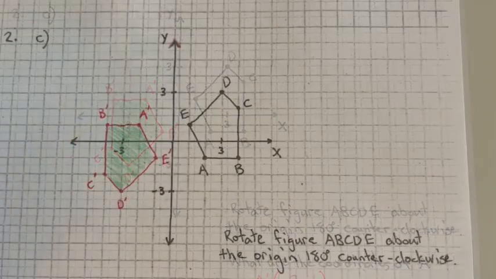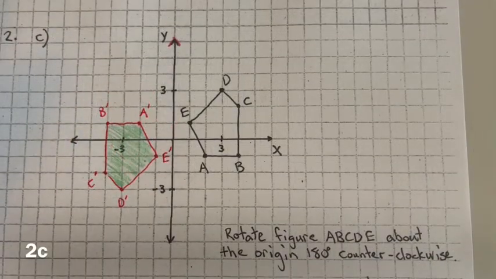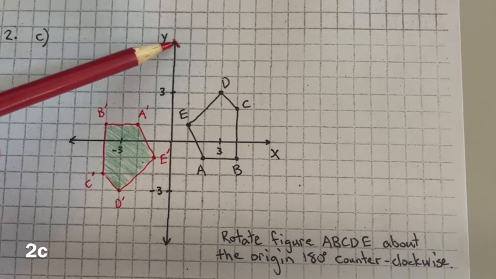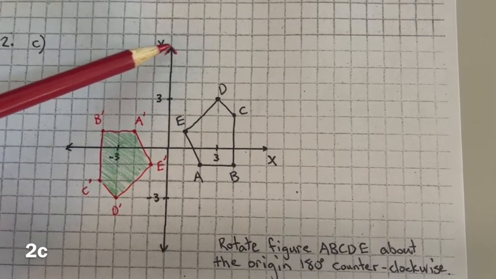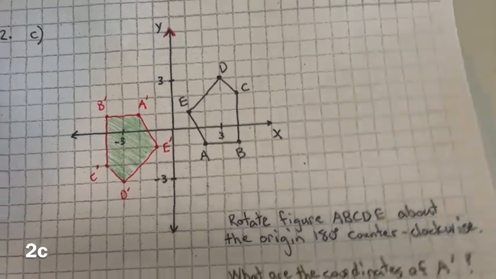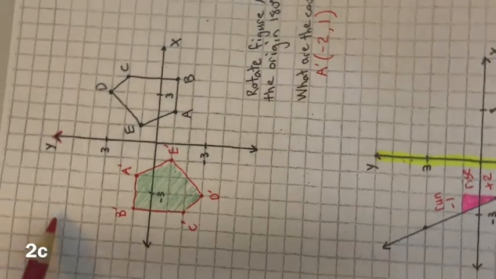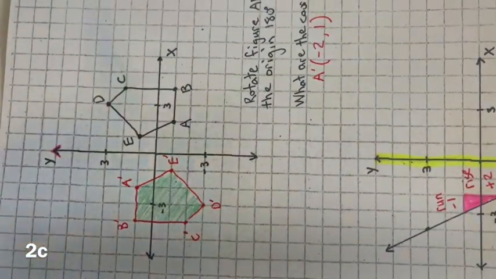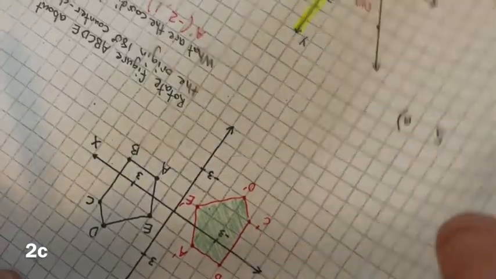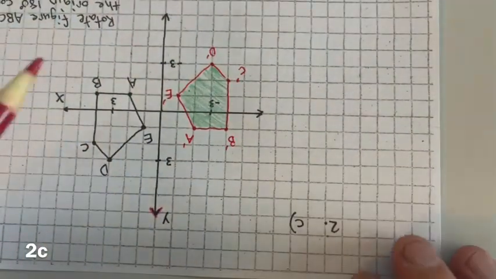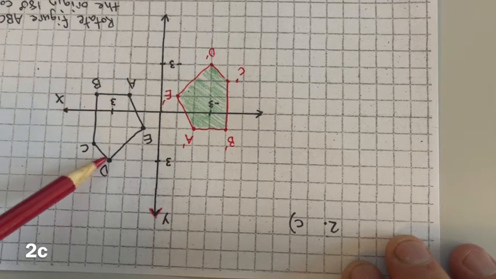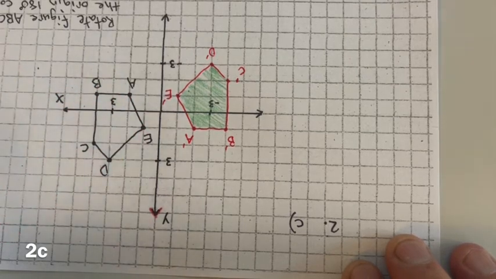If you don't have patty paper, then you could rotate your paper 180 degrees. I marked my y-axis, positive arrow, and I'm going to rotate the paper. There's a 90 degree turn. One more quarter turn, there's a 180 degree turn counterclockwise. And here is my rotated image 180 degrees counterclockwise.